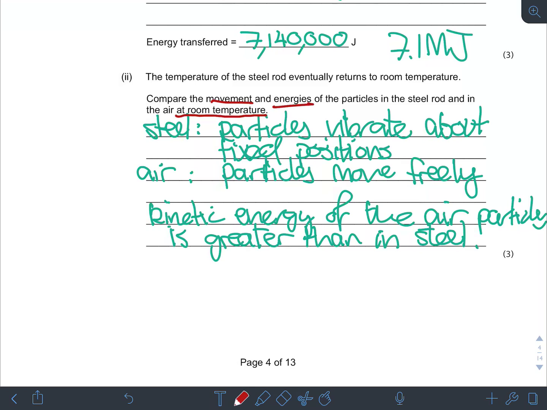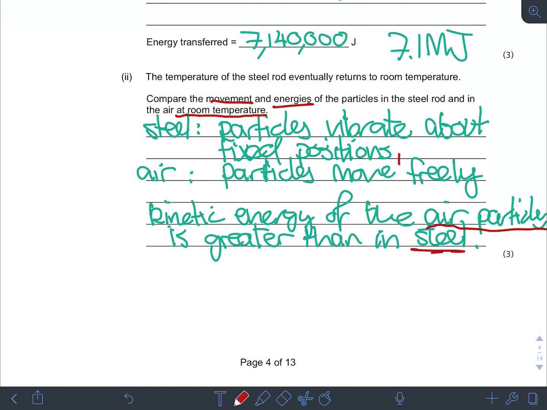So at room temperature, steel is a solid, but the molecules that make up air are a gas. Because we know the particles in gases move very much more quickly, it is slightly confusing when you're looking at things at the same temperature in different states. But in this case, the air particles will have more kinetic energy than the steel particles, because the air is a gas and the steel is a solid. Okay, so mark number one is for particles vibrate around fixed positions in the steel.